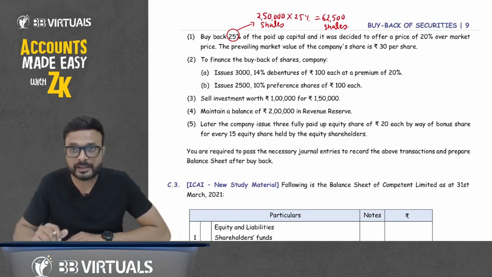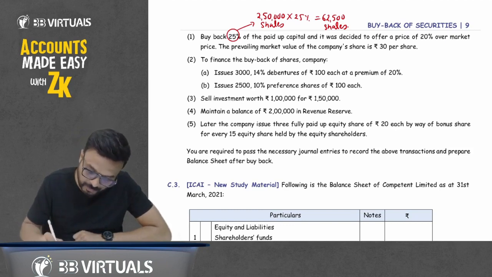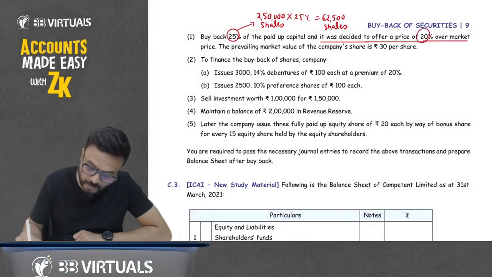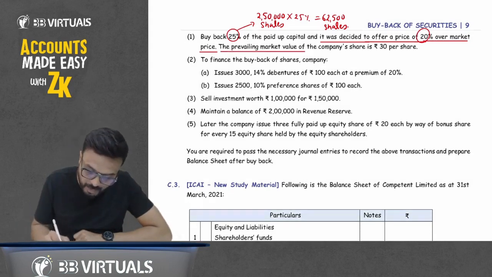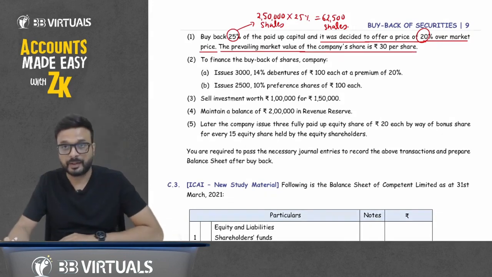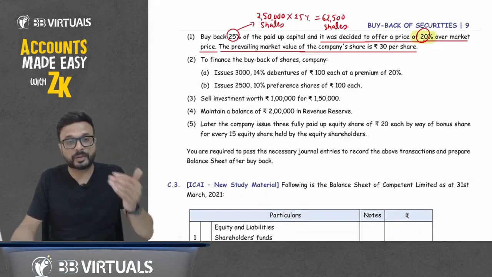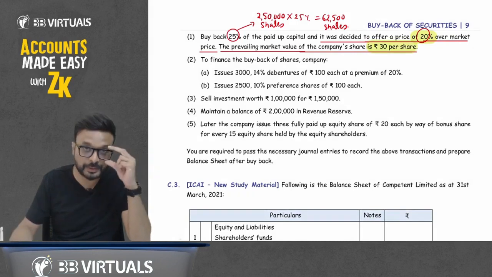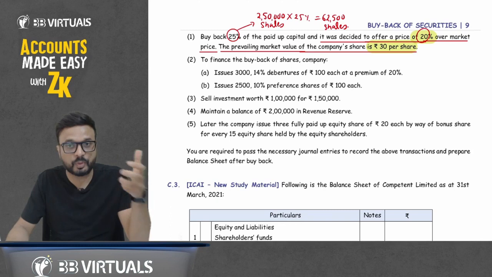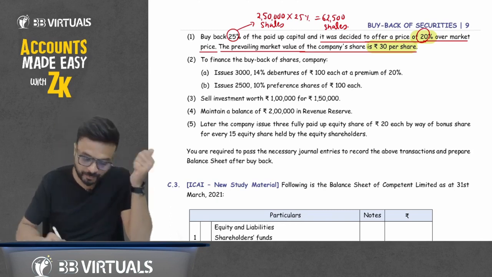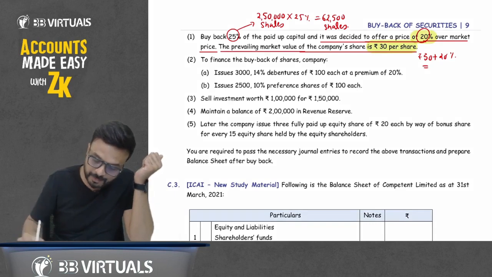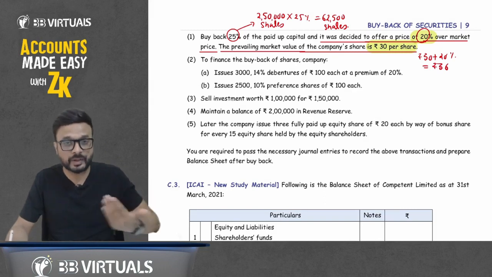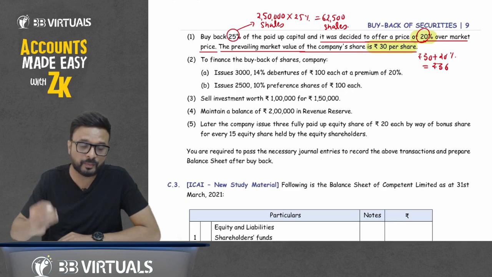And at what price are they doing buyback? It is mentioned here that it was decided to offer a price of 20% over the market price. The prevailing market value of the company's share is rupees 30 per share. So when we do the buyback, we will give them 20% over the market price. Market price rupees 30 plus 20% will come to rupees 36. So we are offering equity shareholders rupees 36 for buyback.